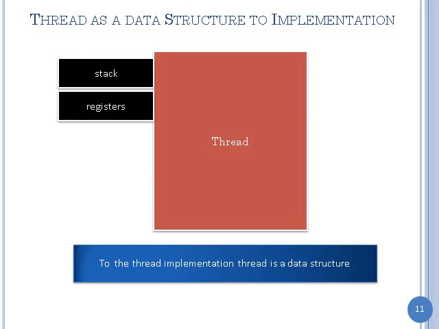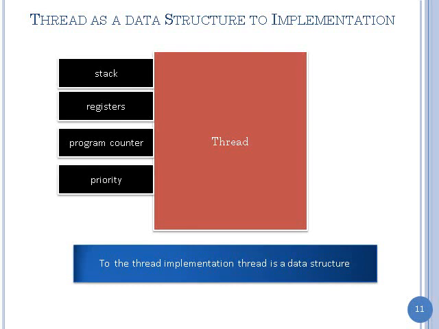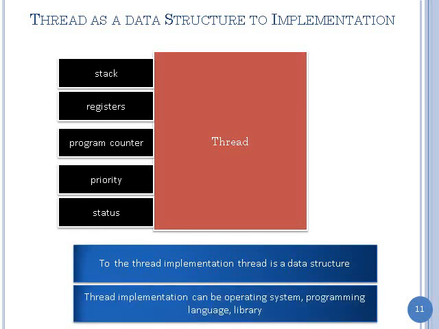So, you have a stack, registers. Each thread has its own set of registers. Okay? So, my registers are not being corrupted by your registers. And one of them, or you can think of as different, it's a program counter. They're executing different parts of the code that they're all sharing. Okay. Priority, you can change the priority of the thread, make it higher or lower. And status, what could I mean by status here? You know, that's what it's doing. Okay, so thread implementation can be operating system, programming language, library, whatever. So let's status.